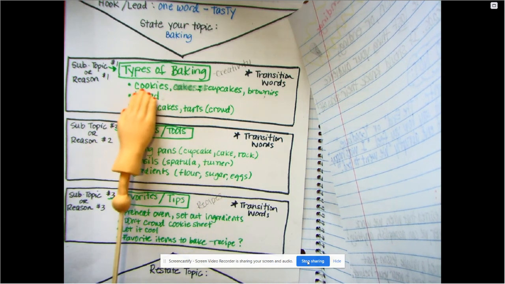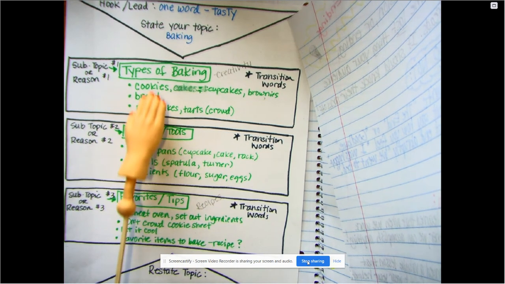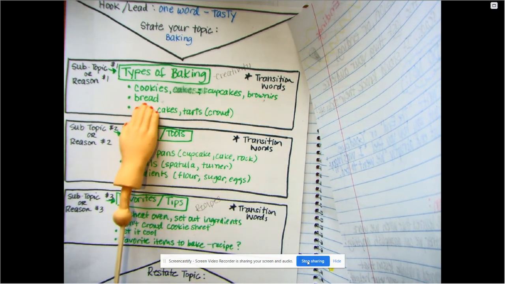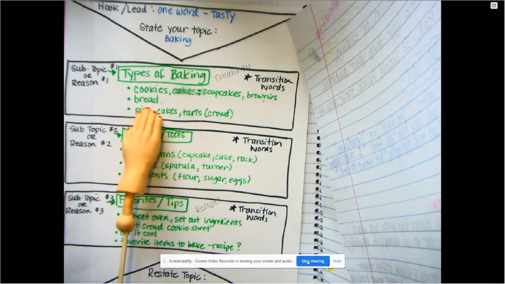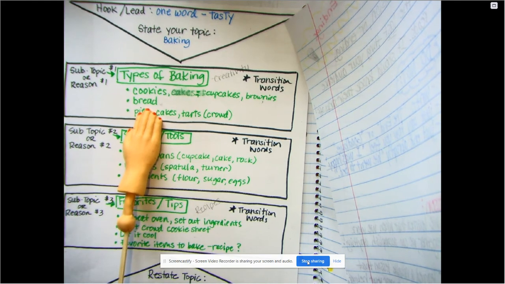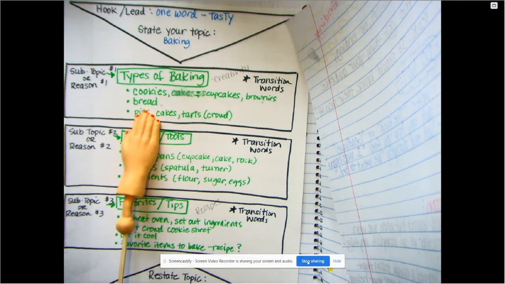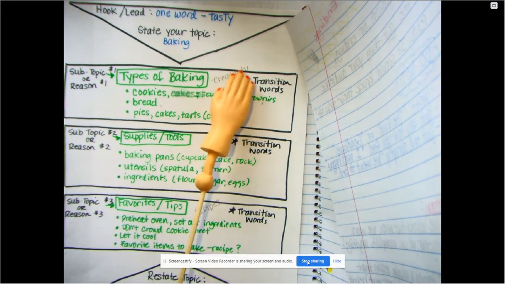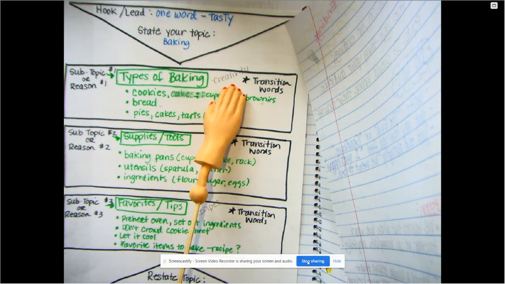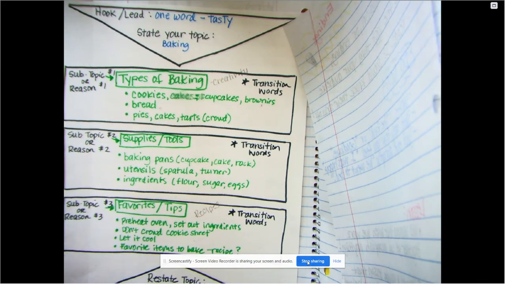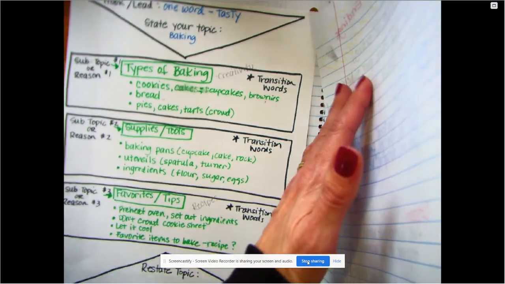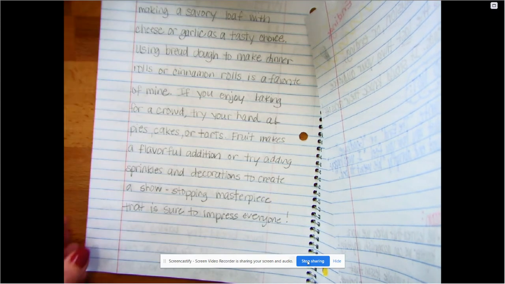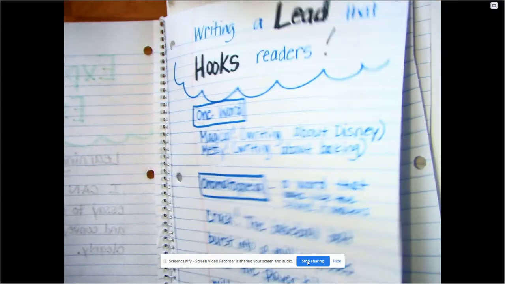So I didn't just list these items. I went into more detail about the cookies and the cupcakes and the brownies. I even talked about cinnamon rolls here, right? That's a type of bread or a roll that you can make from bread dough. And then I talked about some other things that you could bake. So that's the creative part from my introduction, right? I didn't say anything about types of baking. I didn't use those words. I used the word creativity instead.